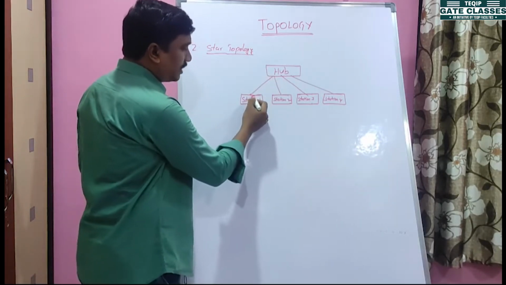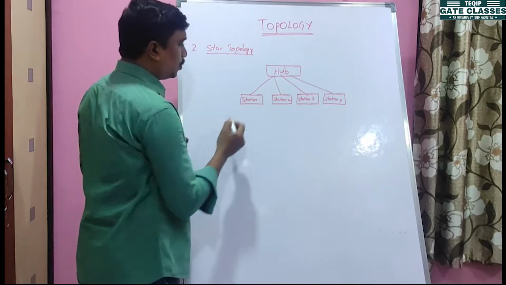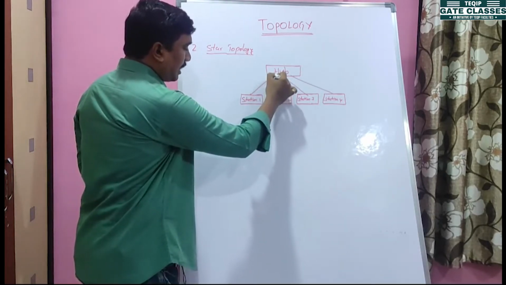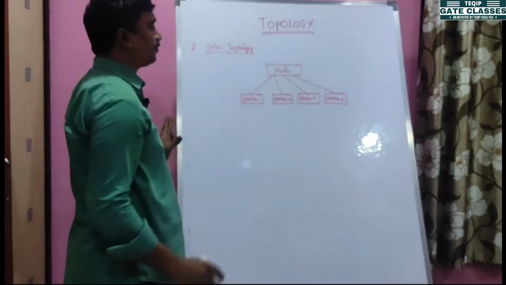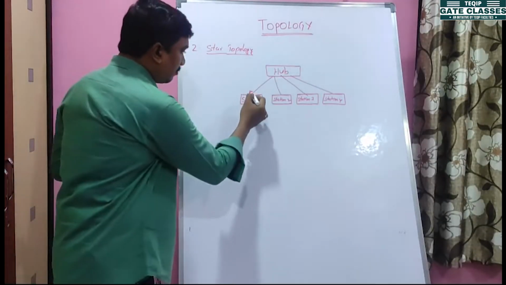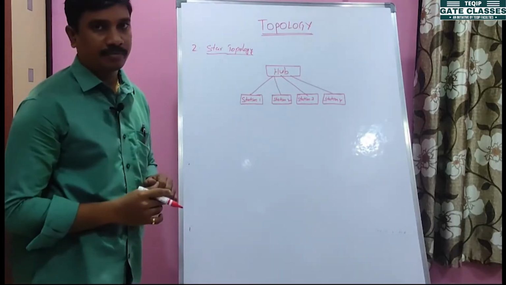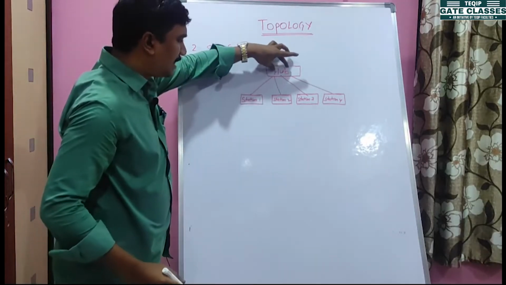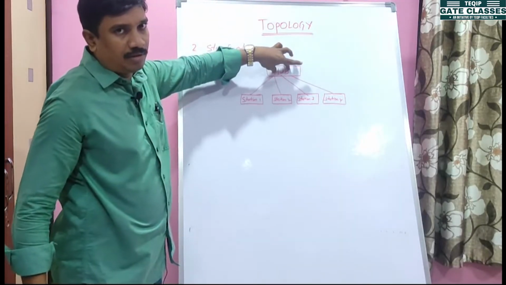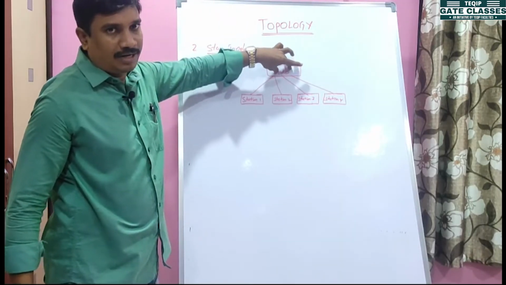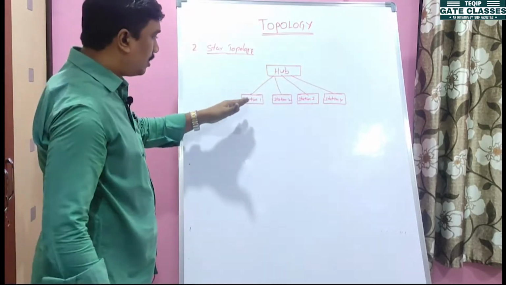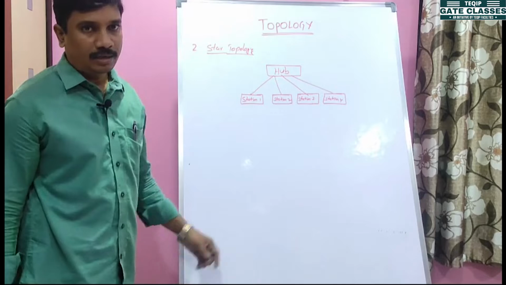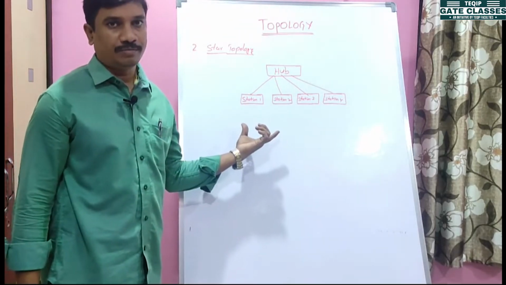Suppose I want to transfer data from station 1 to station 2. The request first goes to the hub, and then from the hub to station 2. A separate, dedicated path is there. The hub acts as an intermediate, so it can connect station 1 to station 2. This is called the star topology.